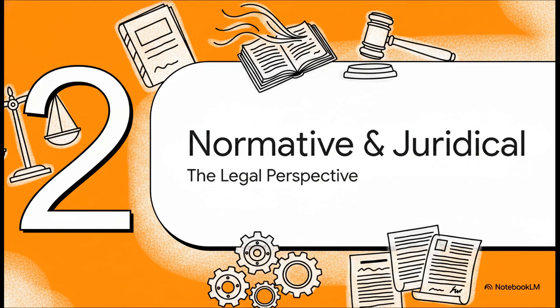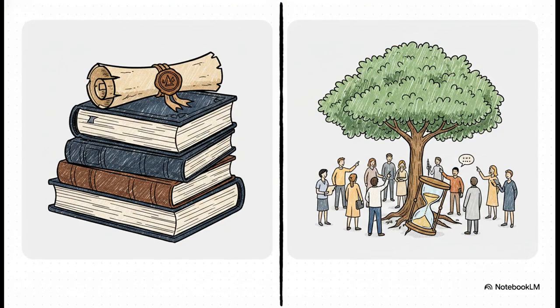Moving right along to Section 2, the normative and juridical approach. Now, what's really interesting about this is that once we have that universal foundation laid, we immediately hit this grand conceptual divide in how scholars actually approach the topic. In state science, there are essentially two massive competing lenses.